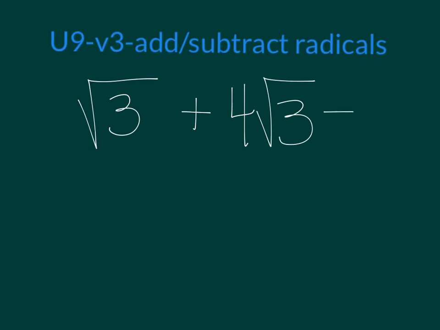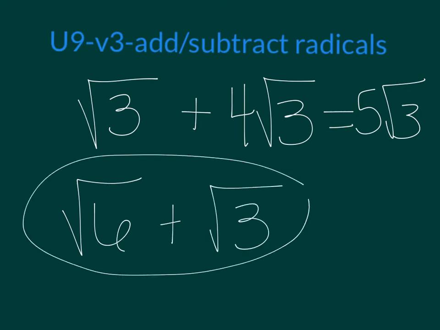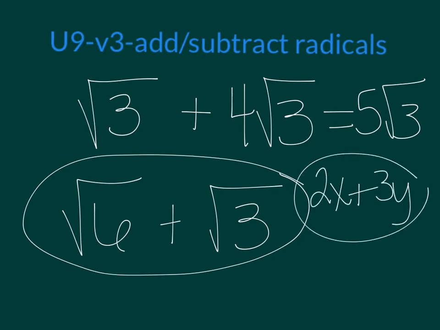and add them. So this would be 5 square root of 3. If you have unlike radicals, you can't add them, and that would just be the answer. So it's like terms. Remember, like 2x plus 3y. We can't combine those. That's just the answer. So radicals are the same way. Okay, so make sure the radicals are the same before you add or subtract them.